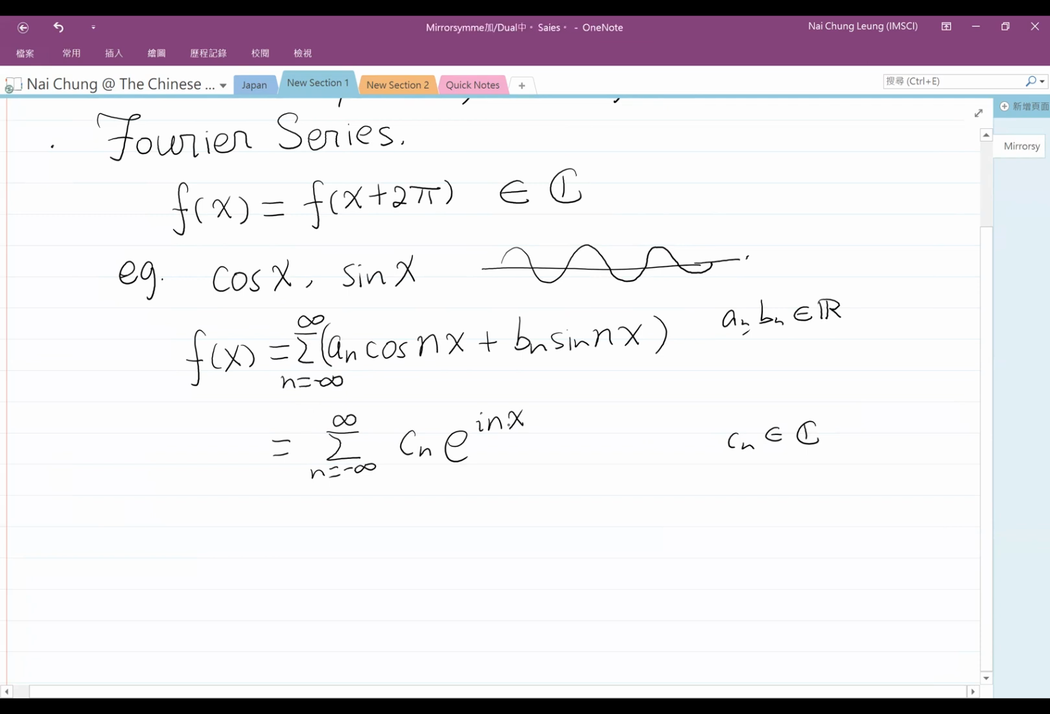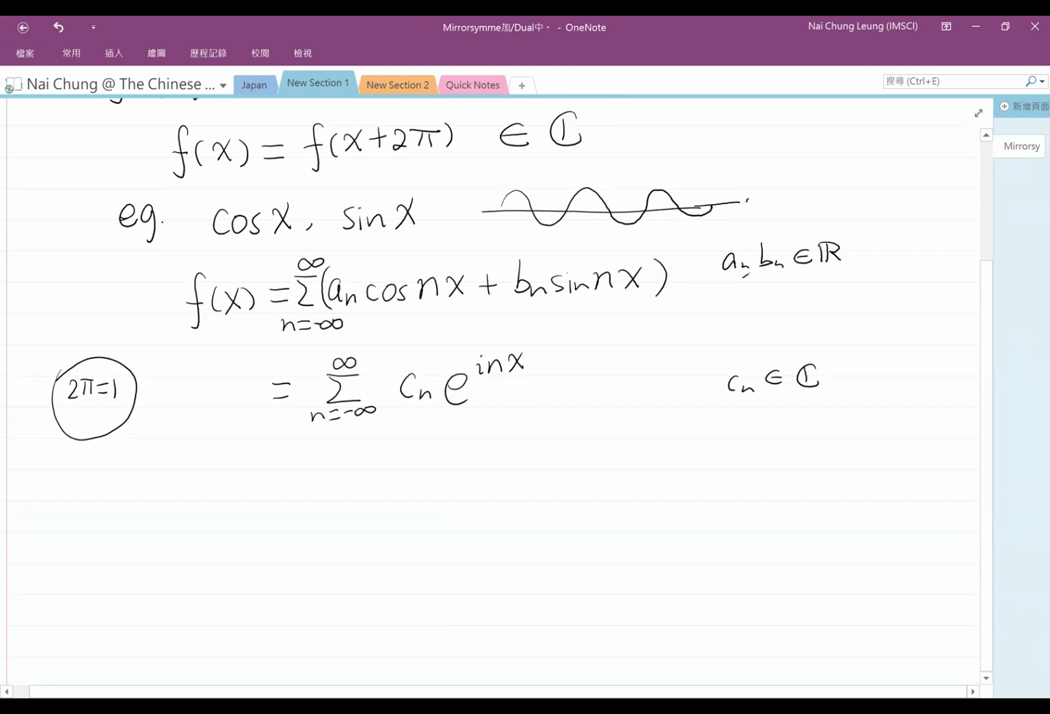Being a mathematician, quite often I will skip the 2 pi here, but in fact it should be 2 pi times x. But for simplicity, let's just write it this way.